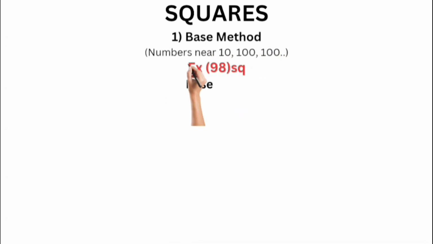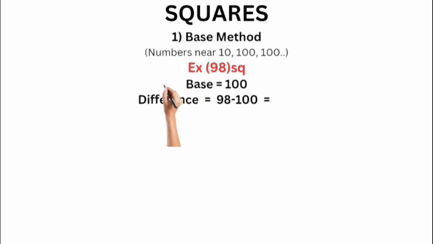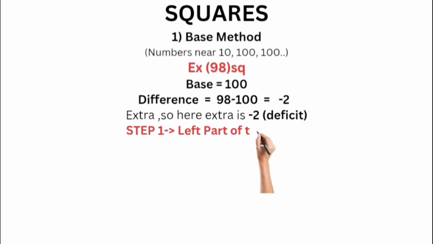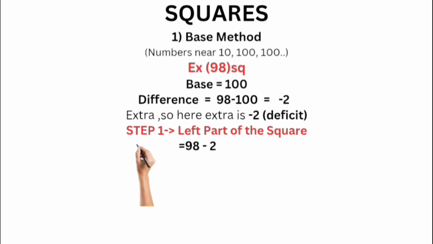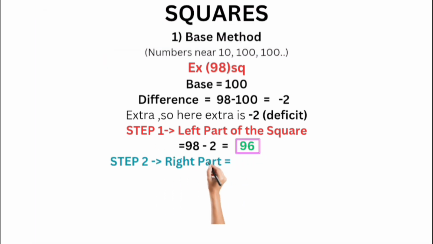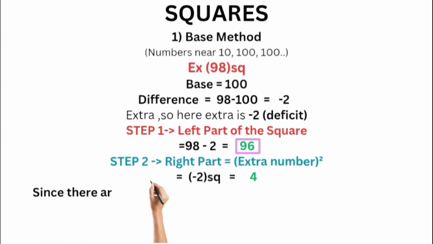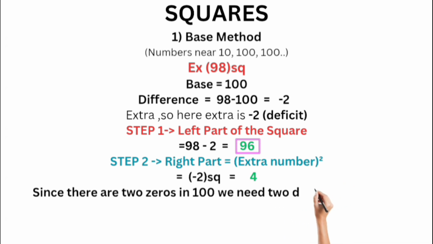Now let's take an example where the actual number is smaller than the base, and for that we have taken the number 98. So to find the square of 98, we know that 98 is near to the base 100. So here the base is 100. Now next is to find the extra. As I have already told, if the actual number is smaller than the base, then the extra will be in the negative number. So here the actual number is 98 and its base is 100. So the difference or the extra will be minus 2.